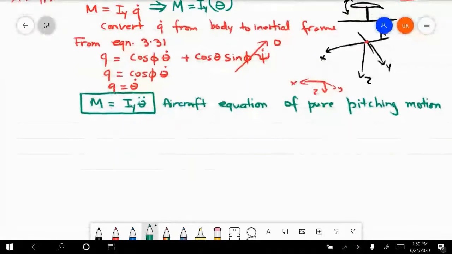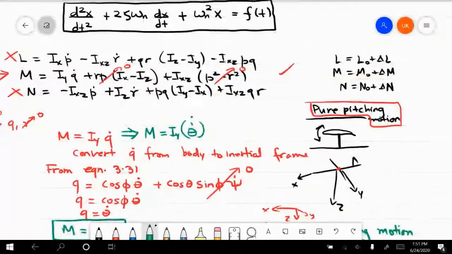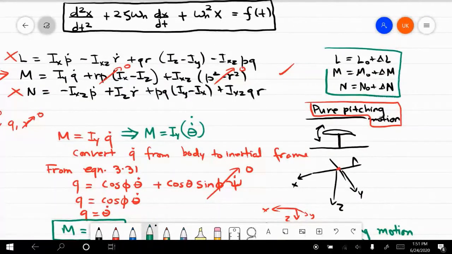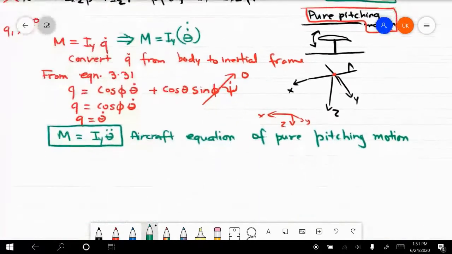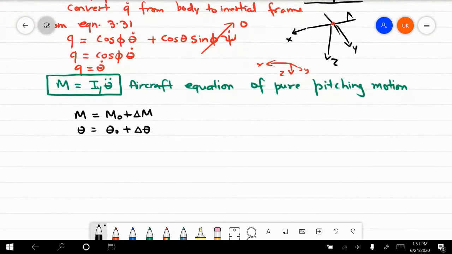So it got very simplified. We just have one short equation. But we are interested in knowing how the disturbances evolve with time. Okay, so now what does that mean? We need to apply the small disturbance theory. In other words, we need to make a substitution, right? So M is now equal to M naught plus delta M, and theta is equal to theta naught plus delta theta. So you substitute that in this aircraft equation of motion.